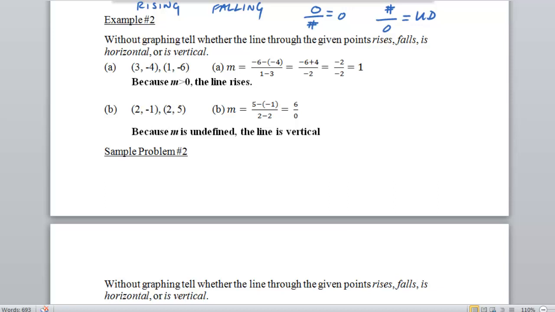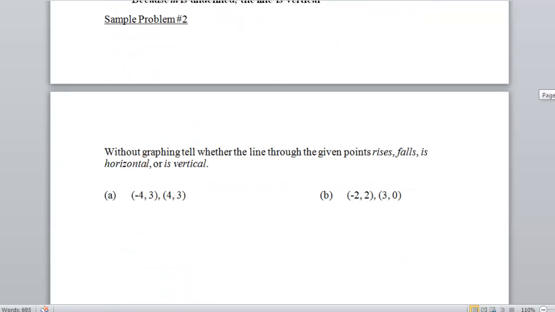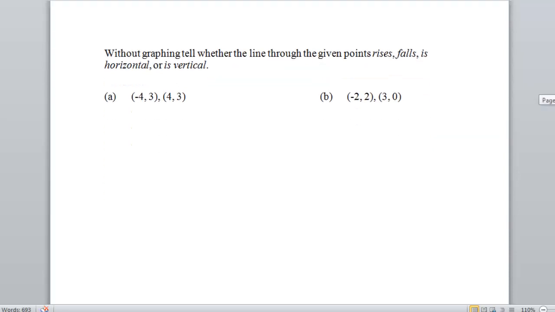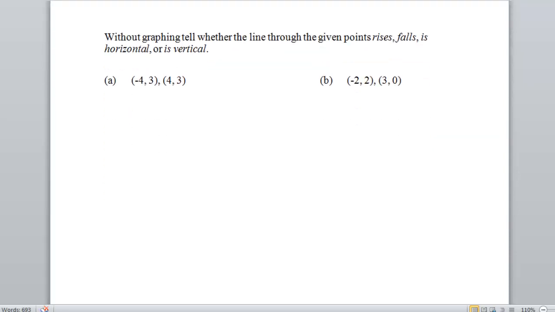And so you can see in part A, we had a positive slope, and so that means the line is going to be rising. In part B, we had a number over 0, which means that this is undefined, which makes the line vertical. So let's go to sample problem number 2 here. In sample problem number 2, we ask you to do the same thing. So using the example above as your guide, go ahead and pause the video and work the 2 parts of the sample.